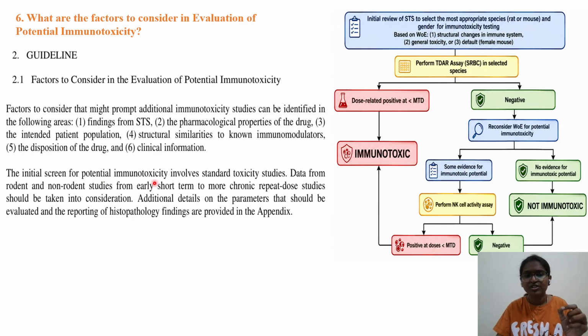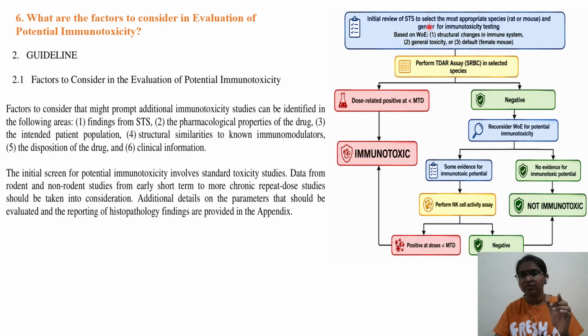The initial screen for potential immunotoxicity involves standard toxicity studies. Data from rodents, both rat and mice, and non-rodents, that is rabbit, monkey or dog, from early short-term studies, which may be 2 week or 4 week, or more chronic repeat dose toxicology studies like the 28-day, 3-month or 90-day study, or 1-year study, should be taken into consideration. Additional details on the parameters that should be evaluated, and the reporting of histopathological findings, are provided in the appendix. In this guideline, towards the end, the last few pages have the appendix. That also you have to read, and we will read it in the subsequent videos.